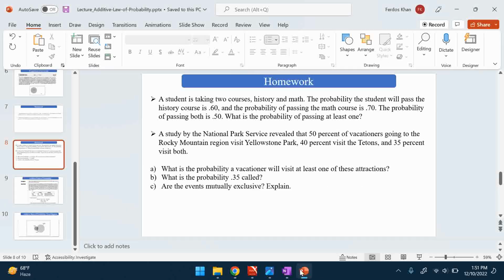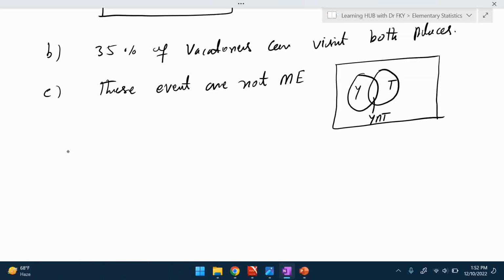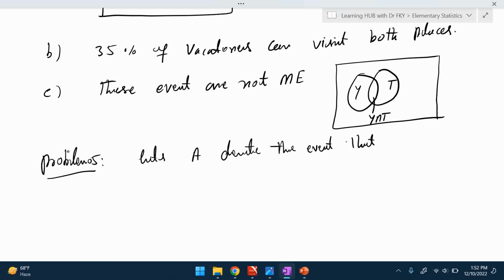Now let's come to another problem. What is the probability that a card chosen at random from a standard deck of cards will be either a king or a heart? Okay, this is problem five. Let A denote the event that the card drawn is a king. Again, let B denote that a card drawn is a heart.